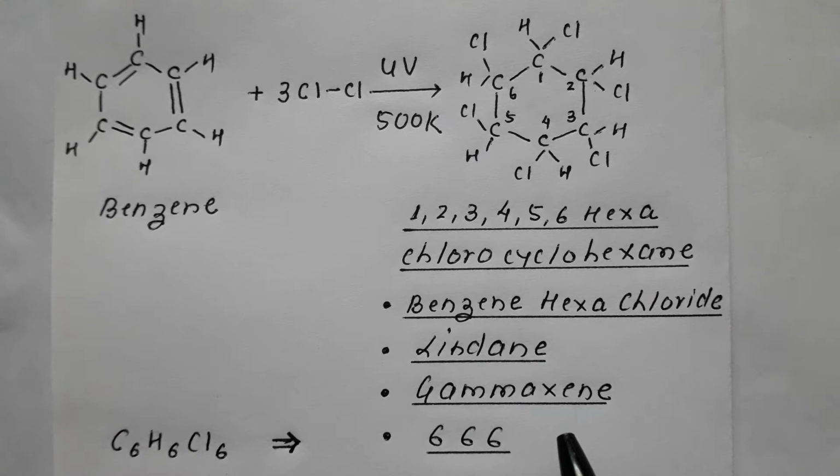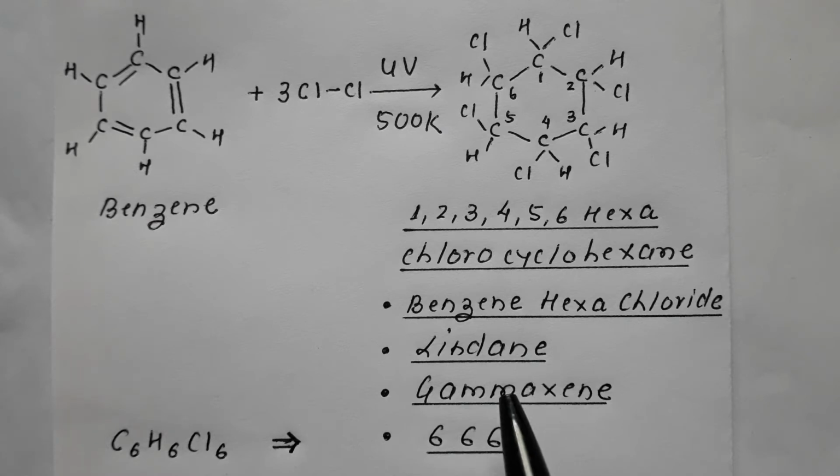Remember, in fact, I will discuss the gamma isomer of this compound. There are various stereoisomers possible for this molecule. So the gamma isomer is termed as gammexane or lindane. What is meant by gamma isomer, I will discuss right now.